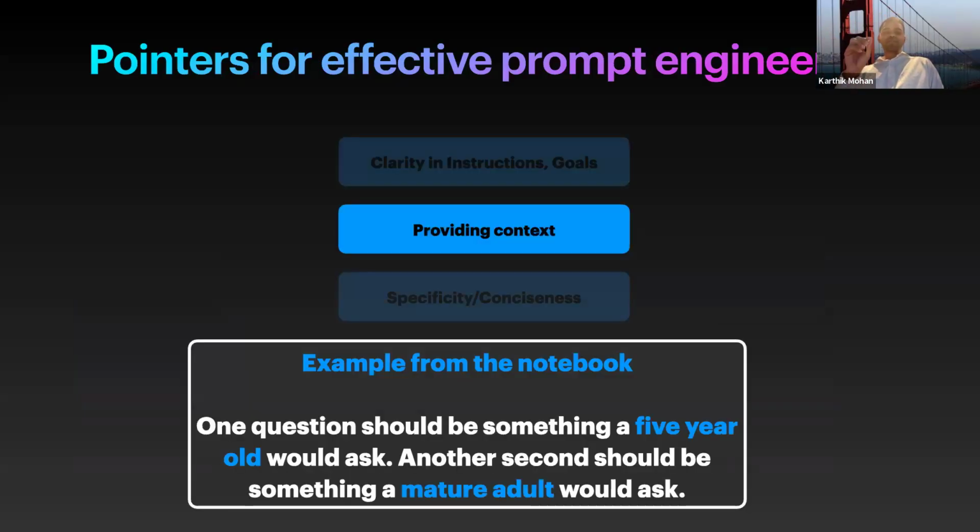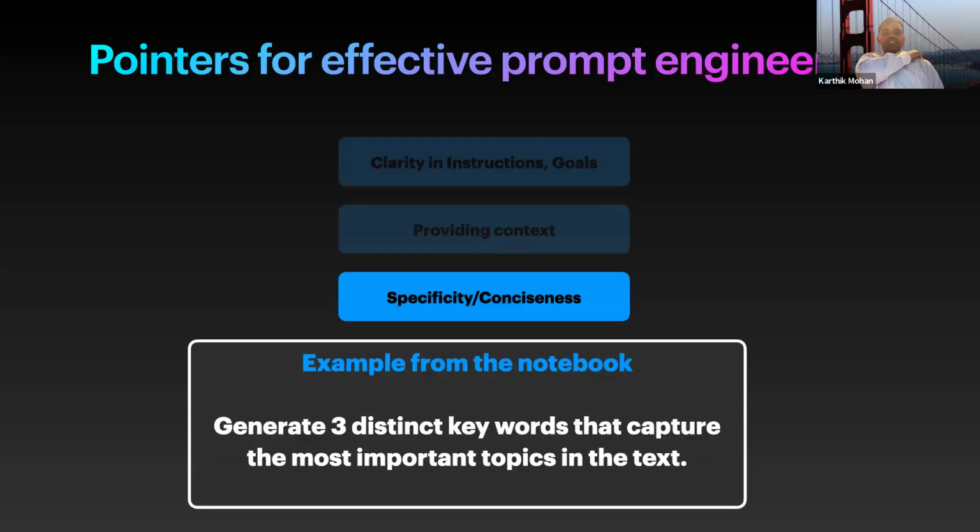Providing context. One question should be something a 5-year-old would ask. Another should be something a mature adult would ask. So giving some more context into what you are expecting out of these questions, like, how do you want it to be framed? Giving some context also helps clarify and get better responses from the LLM, right? Third is specificity or conciseness. Generate 3 distinct keywords that capture the most important topics in the text. Being very precise and specific also helps with your end goal of what you want to generate. If you want to generate keywords in this specific way, mention that in the prompt as well. Be very detail oriented and specific in your prompt. That helps.